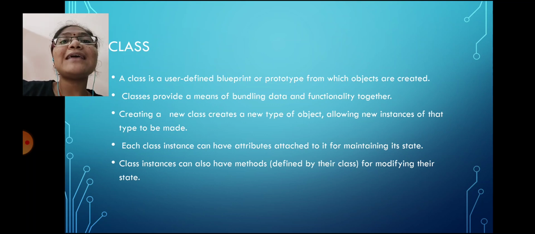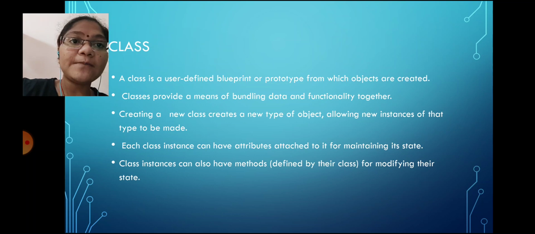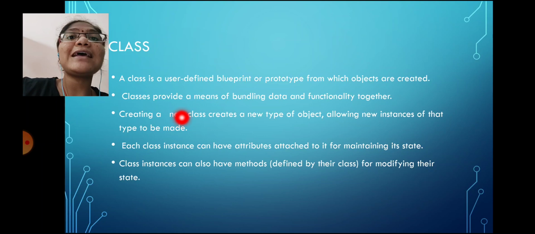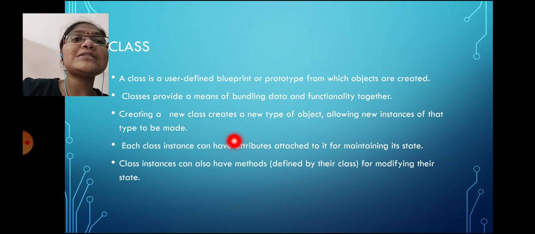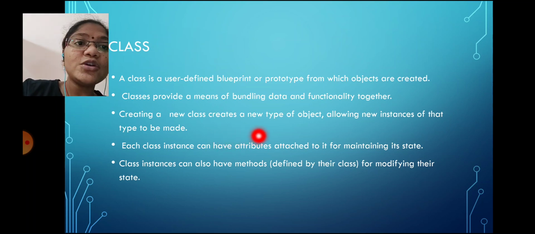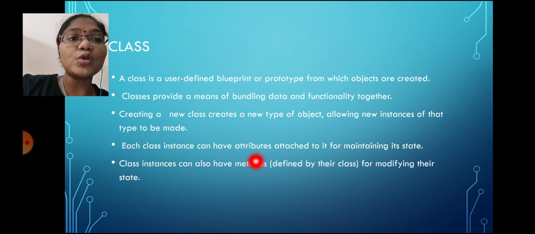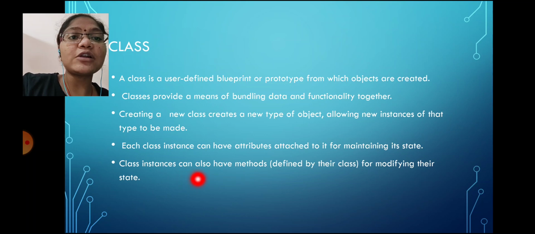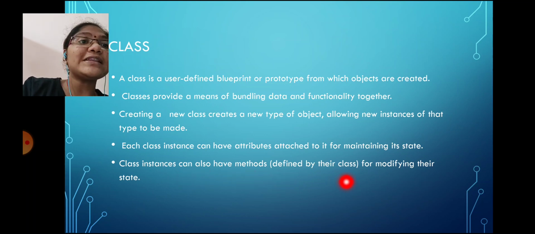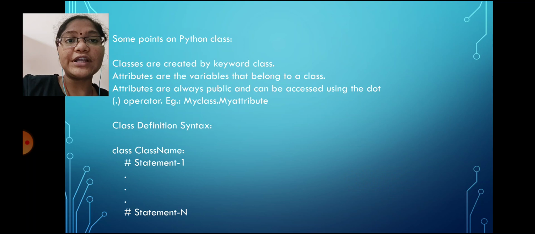Class. A class is a user-defined blueprint or prototype from which objects are created. Classes provide a means of bundling data and functionality together. This creates a new type of object, allowing new instances of that type to be made. Each class instance can have attributes or data members attached to it for maintaining its state. Class instances can also have methods defined by their class for modifying their state.